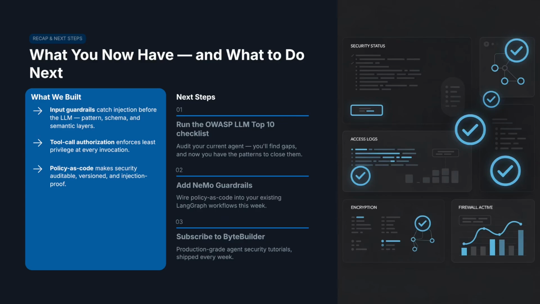Your next step is straightforward. Take the OWASP LLM top 10 checklist and run it against your current agent. You will find gaps and now you have the patterns to close them.